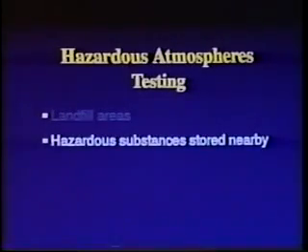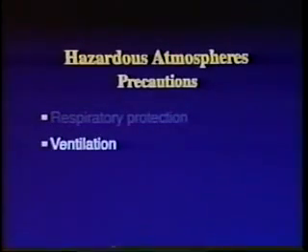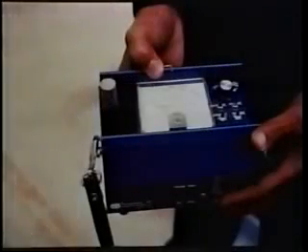Examples of these conditions include excavations in landfill areas or where hazardous substances are stored nearby, or where underground installations may have been ruptured. Adequate precautions shall be taken to prevent employee exposure to atmospheres containing less than 19.5% oxygen and other hazardous atmospheres. These precautions include providing proper respiratory protection or ventilation. When controls such as ventilation are used to reduce the level of atmospheric contaminants to an acceptable level, testing is to be conducted as often as necessary to ensure continuing safety.